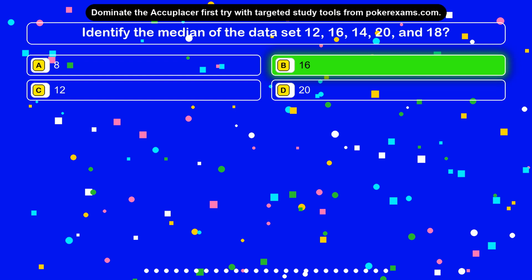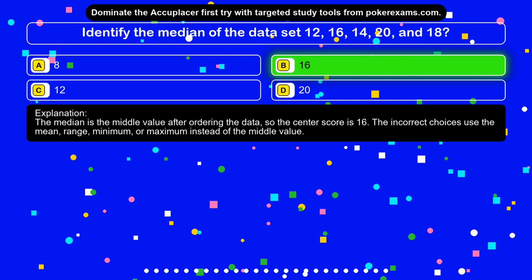The correct answer is option B, 16. The median is the middle value after ordering the data, so the center score is 16. The incorrect choices use the mean, range, minimum, or maximum instead of the middle value.